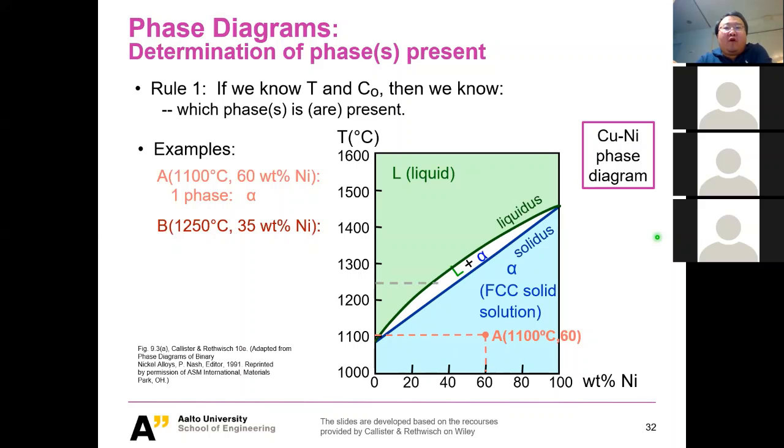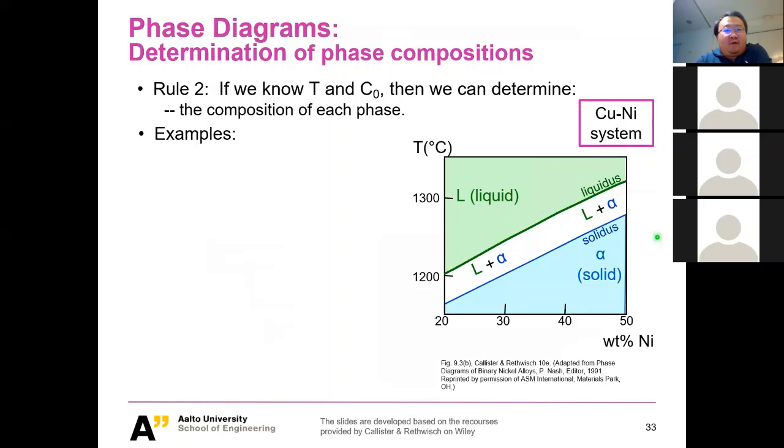And of course, if you go to a little bit higher temperature with a lower nickel concentration, 35%, you will have the mixture phase, liquid L plus solid alpha. So this is a mixture. We don't have one more case, but you know how to do that. So that's the first application of the phase diagram.